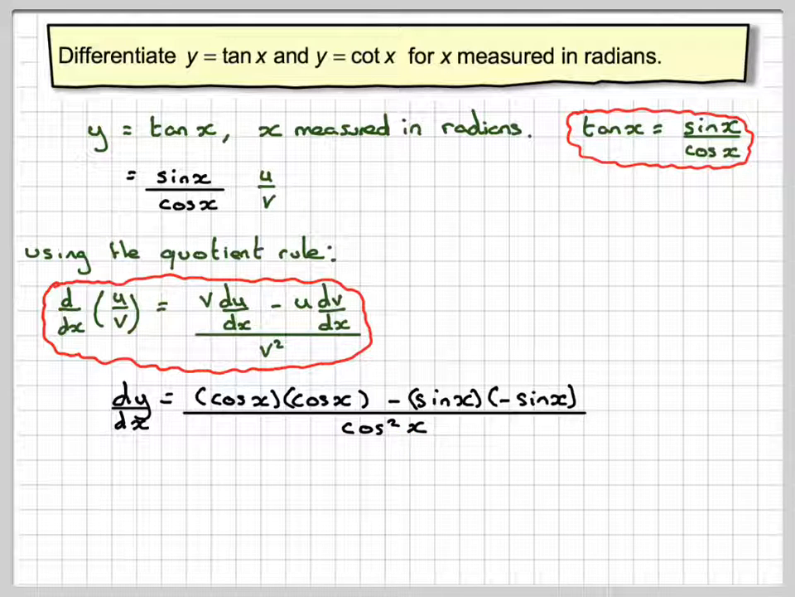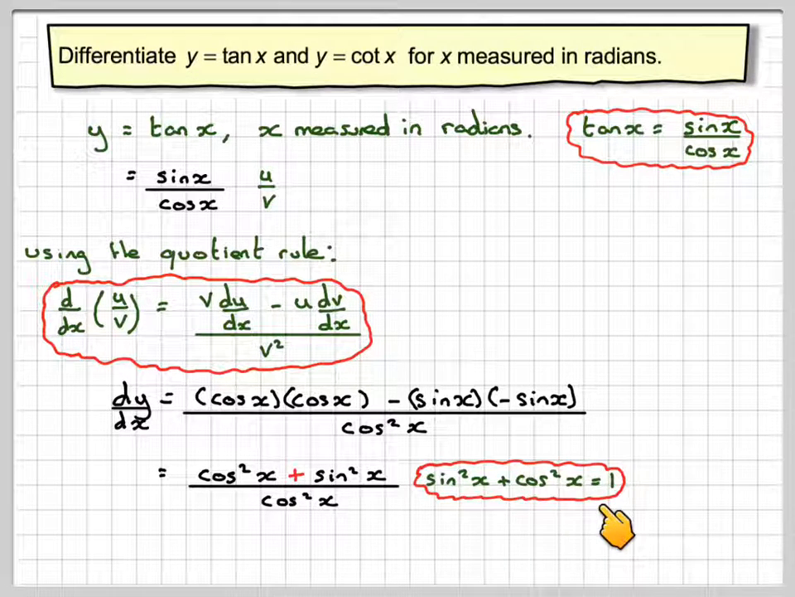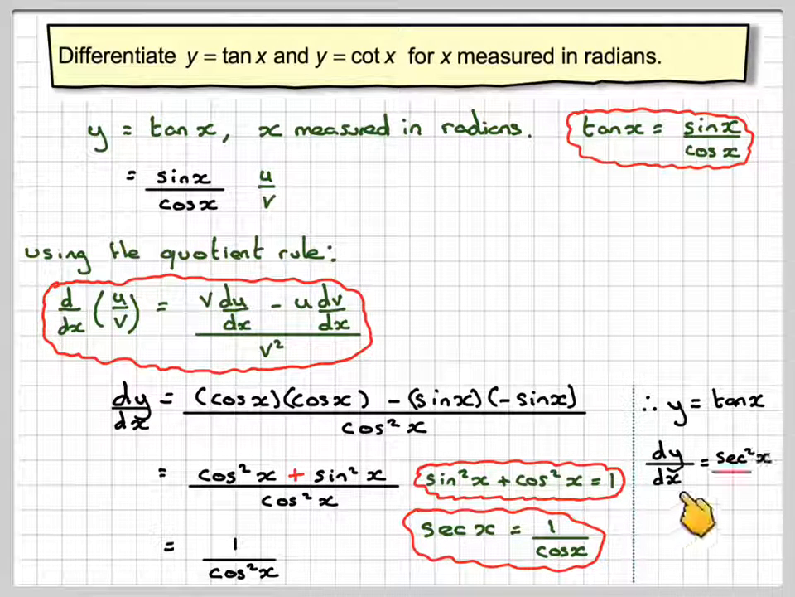Now cos times cos is cos squared. A minus times a minus makes a plus, and we're going to have a plus sine squared x over cos squared x. Now we should know from our trigonometry that sine squared plus cos squared is equal to 1. So this becomes equal to 1 over cos squared x. And we know that sec x is 1 over cos x. Therefore, if y is equal to tan x, then dy/dx is sec squared x.